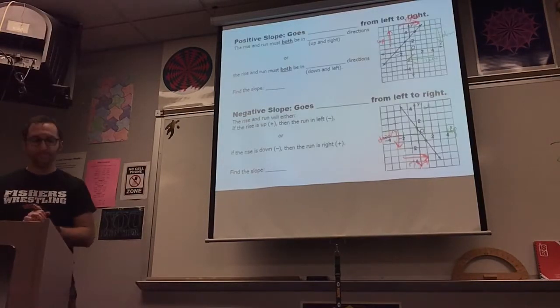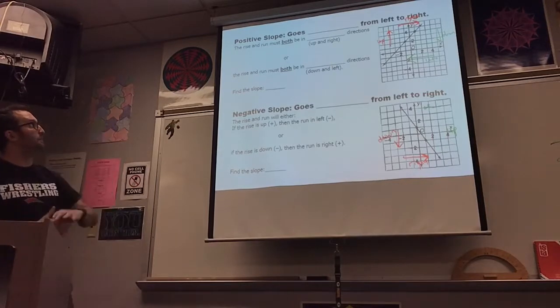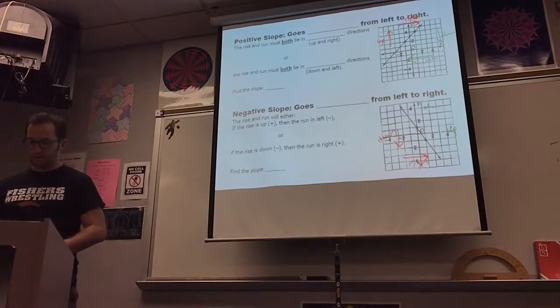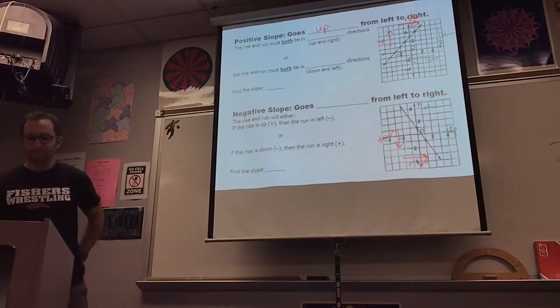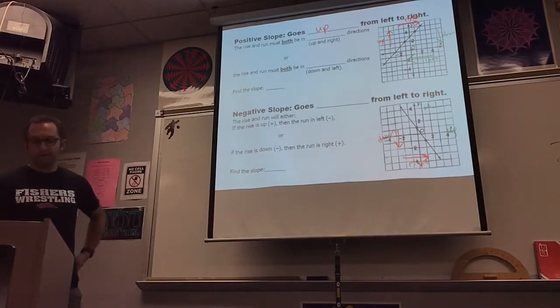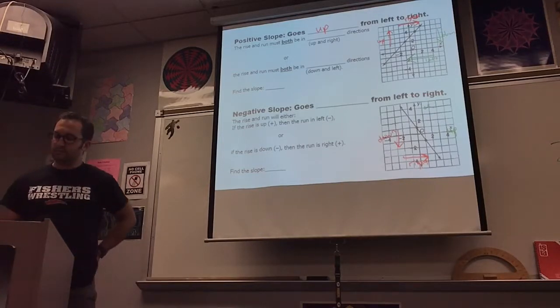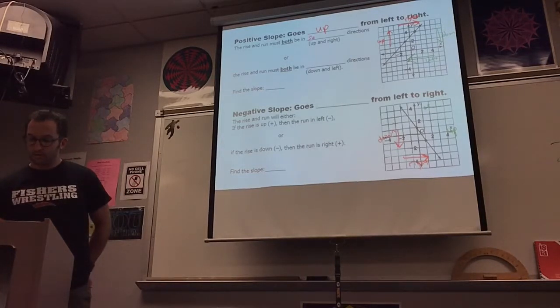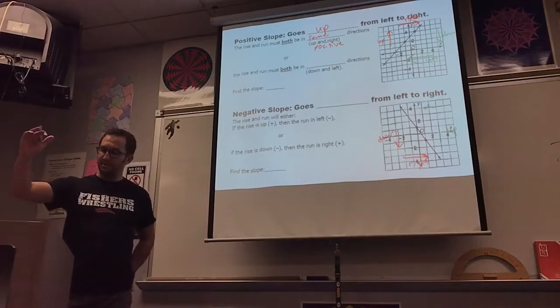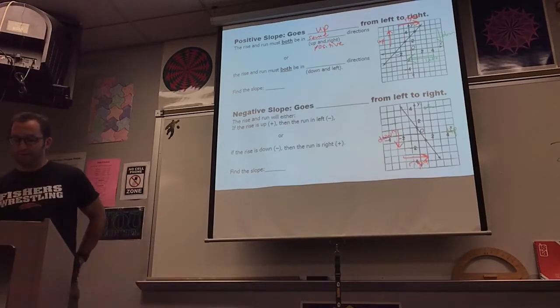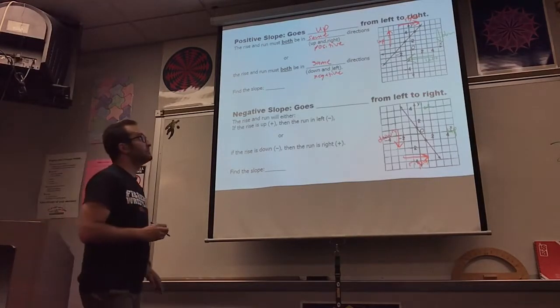Okay, here we go. So let's take a look. Positive slope goes up from left to right. The rise and run must both be in the same, positive directions, or the rise and run must both be in the same negative directions. What I mean by that is, follow me on this.